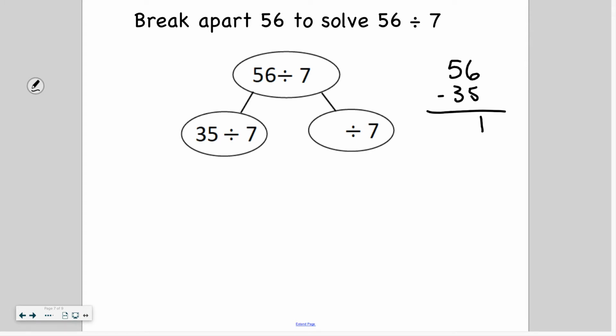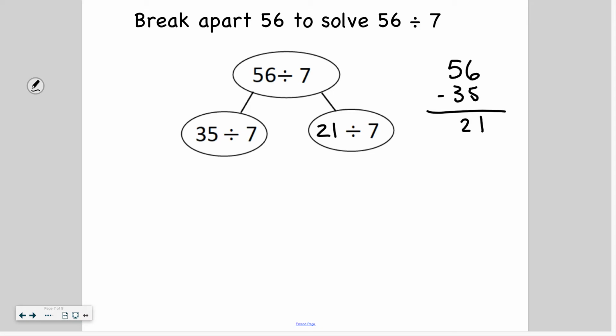6 minus 5 is 1, and 5 minus 3 is 2. So that means 21 divided by 7 goes on this side. I'm not done. I still don't know what 56 divided by 7 is yet. So I'm going to solve these two partial quotients to find my actual answer, my actual quotient.